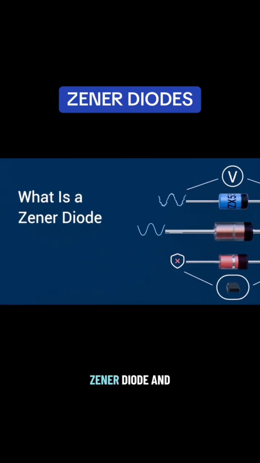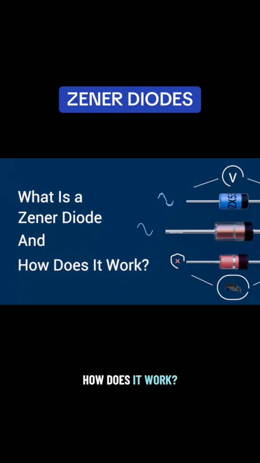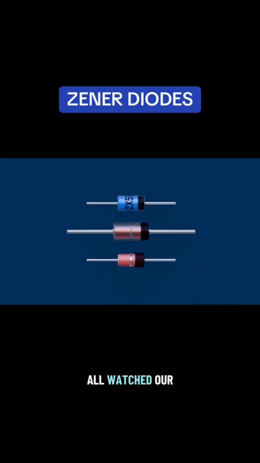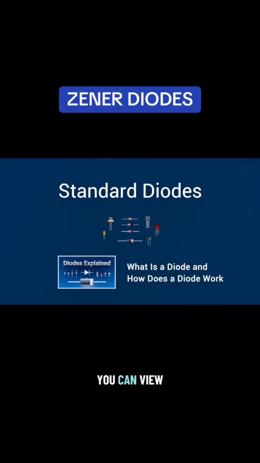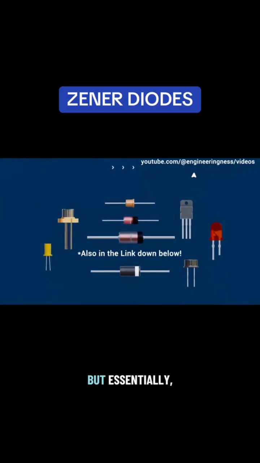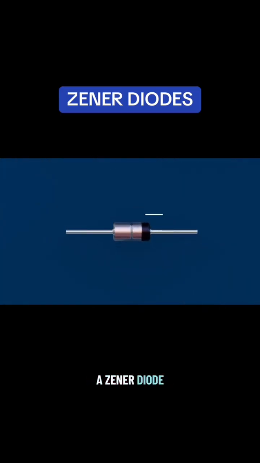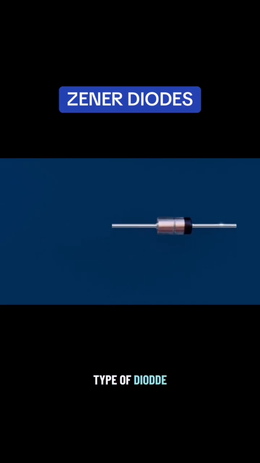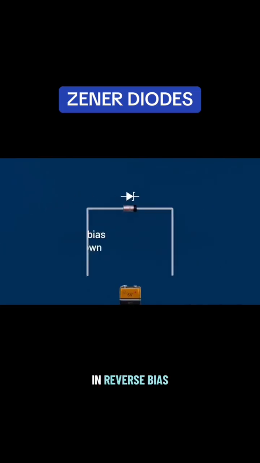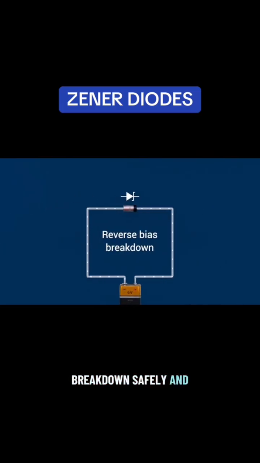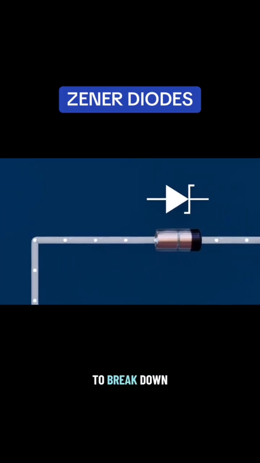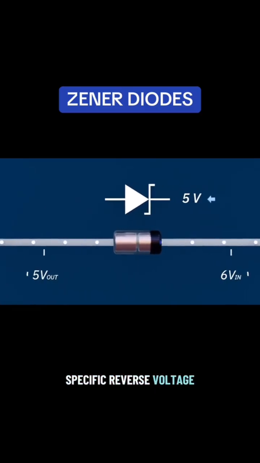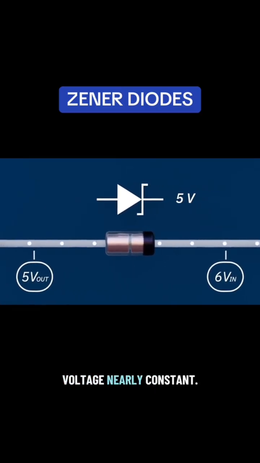What is a Zener diode and how does it work? Hopefully you have all watched our previous video on standard diodes. If you haven't, you can view it here. But essentially, a Zener diode is a special type of diode designed to operate in reverse bias breakdown safely and repeatedly. A normal diode is meant to block reverse voltage, but a Zener diode is designed to break down at a specific reverse voltage and hold that voltage nearly constant.